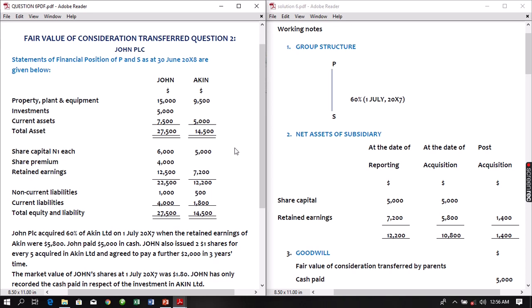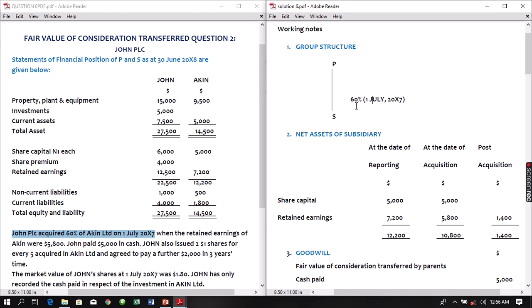This question made it very easy. We are told here that John acquired 60% of Akin Limited on 1st July 20x7. So the parent acquires 60% of the subsidiary. Which date? 1st July 20x7. And today is 30th of June 20x8, which means that we acquired this company 1 year ago. So that is all I need.